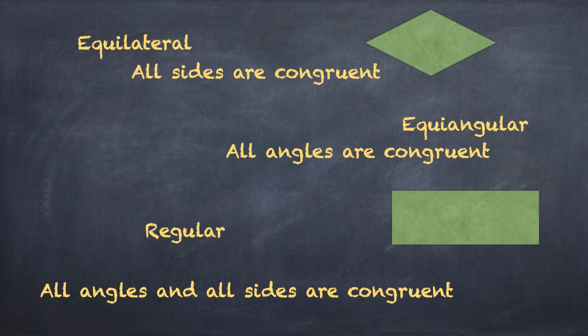An equilateral triangle is really a regular polygon that was just given the special name of equilateral triangle. Same as a square. A square was given a special name, but it's really a regular quadrilateral.